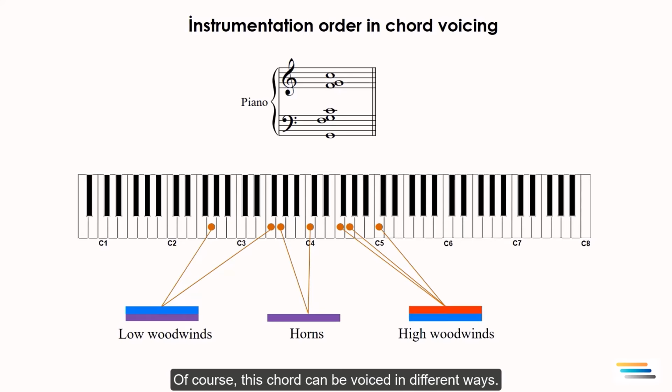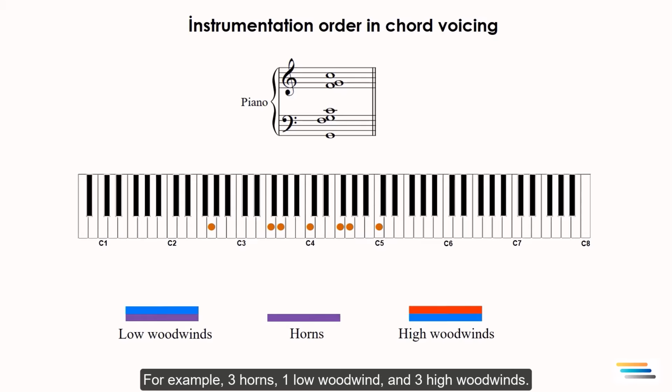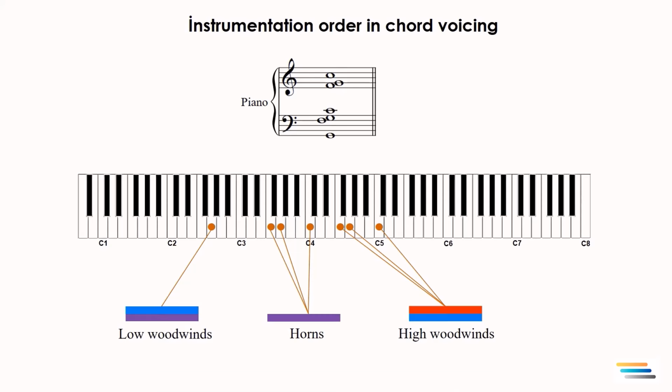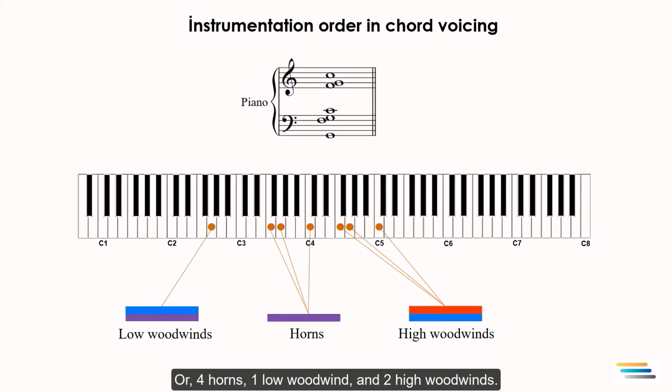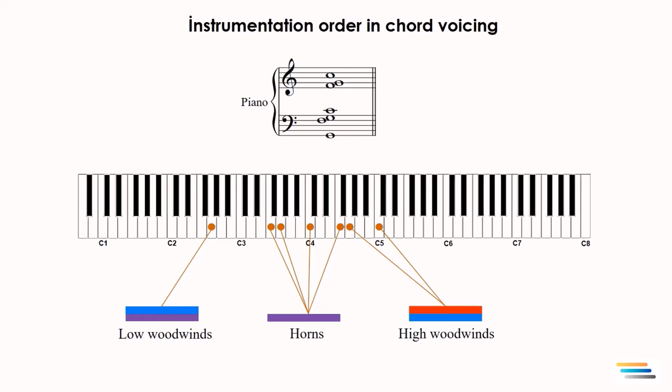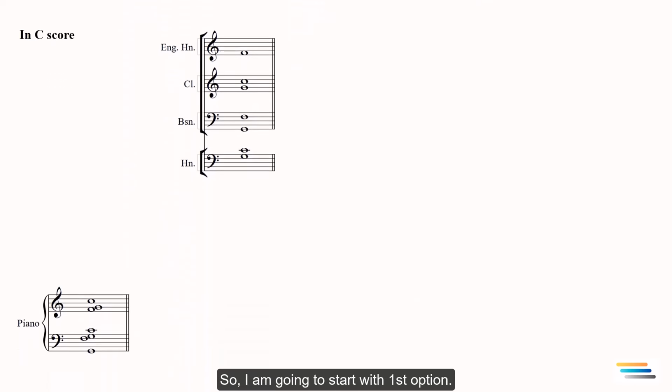Of course, this chord can be voiced in different ways. For example, 3 horns, 1 low woodwind, and 3 high woodwinds. Or 4 horns, 1 low woodwind, and 2 high woodwinds. So, I'm going to start with the first option.